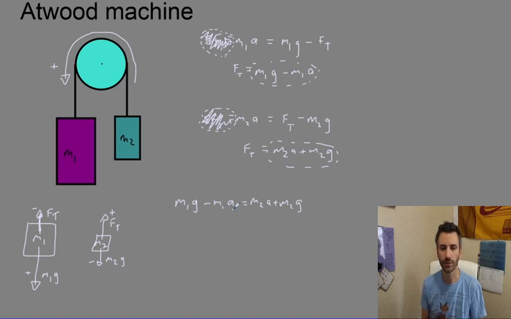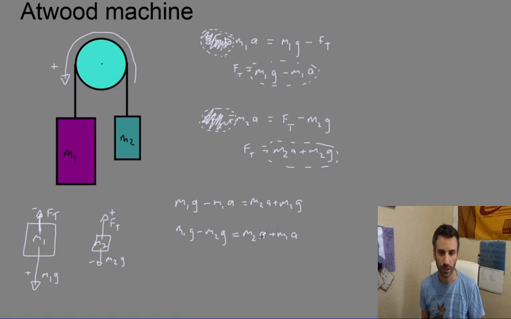Let's get all of the a's on one side and the g's on the other, and then I can go ahead and do some factoring. So I'm going to add each side by m1a and subtract each side by m2g. So m1g minus m2g, so that's going to bring this part over to the left, and I'm going to add each side by this to bring it over to the right. So m2a plus m1a.